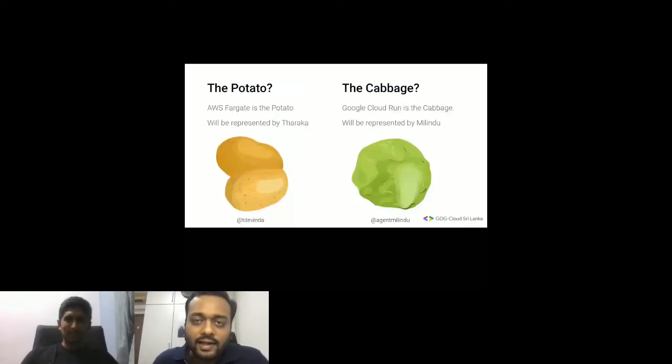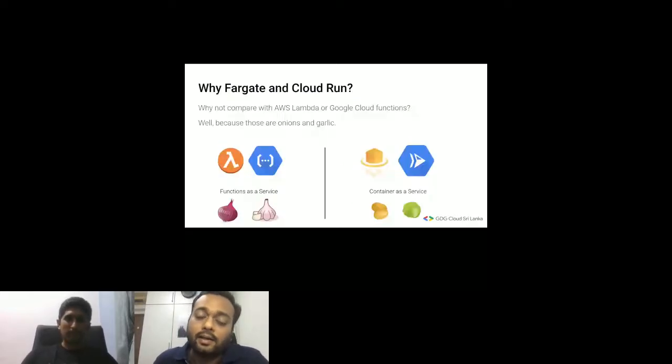You might ask why we are comparing AWS Fargate and Google Cloud Run instead of other products like AWS Lambda and Google Functions. To give a small idea of why we chose these two: Lambda and Google Functions are both functions as a service, and Fargate and Cloud Run are containers as a service. So there's a clear-cut difference. We can't compare Lambda with Cloud Run because fundamentally they are two different kinds of products, even though they work in kind of the same way. This is the reason we thought we'd compare Fargate with Google Cloud Run.